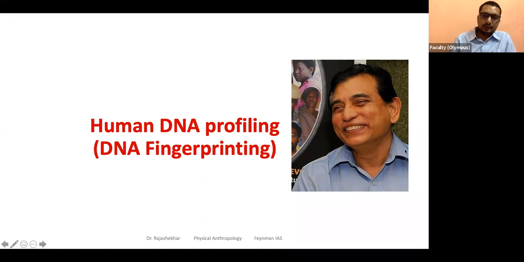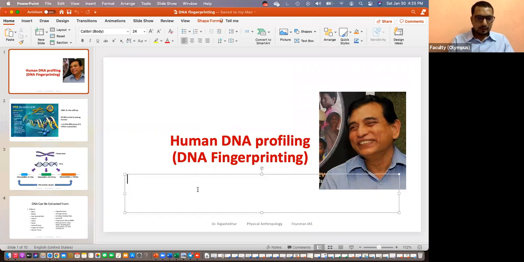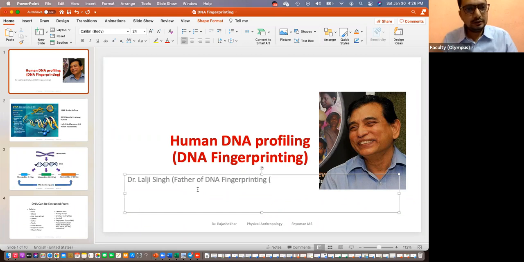The person on the right in this slide is Dr. Lalji Singh. Not sure if you heard his name. He's known as the father of DNA fingerprinting in India. Of course, he's not the one to discover, or sorry, to invent this, but he's the one to actually develop the required technologies and understanding in India. He was a former director of CCMB, the Hyderabad-based Center for Cellular and Molecular Biology.